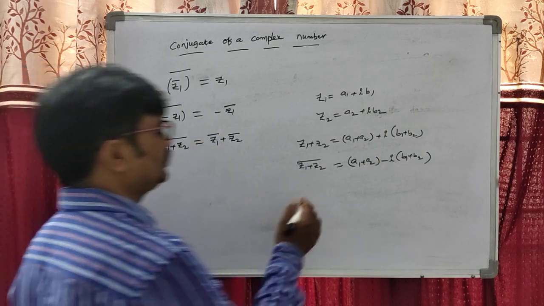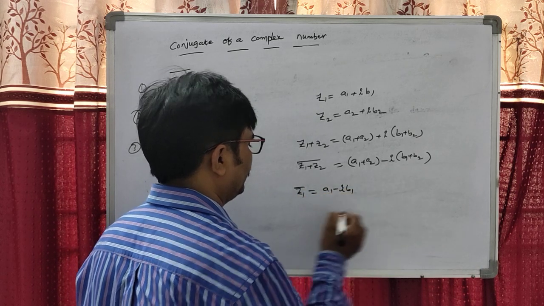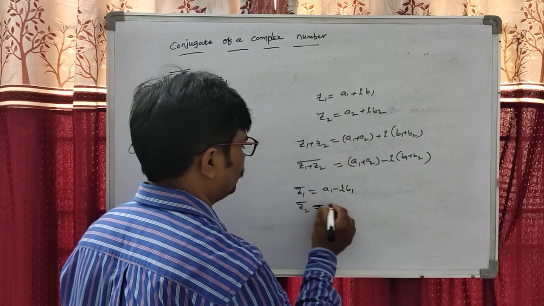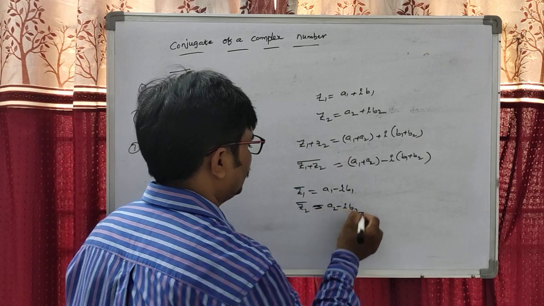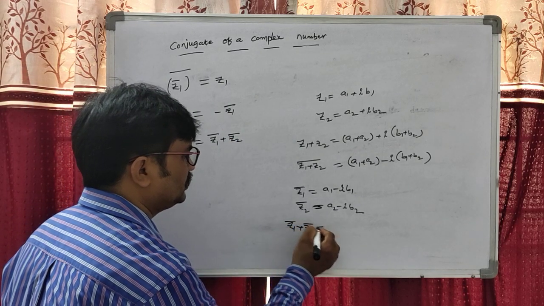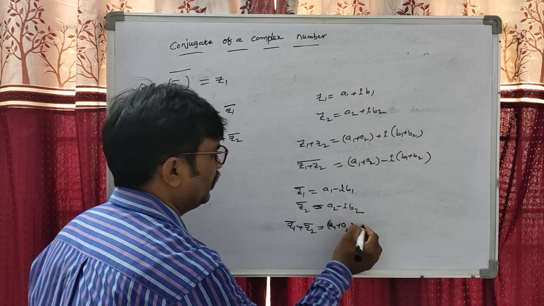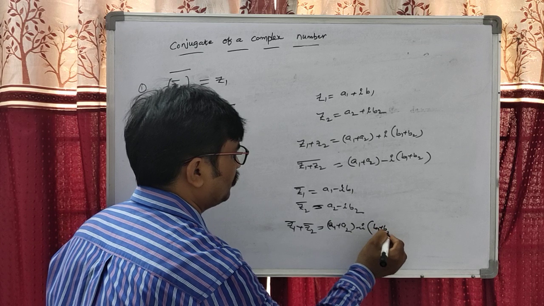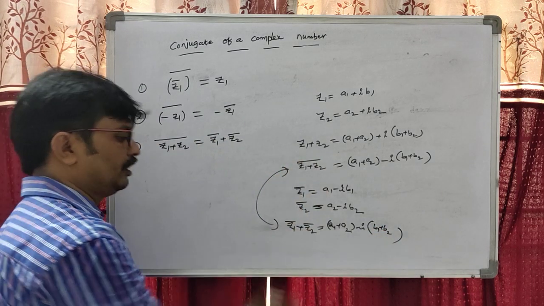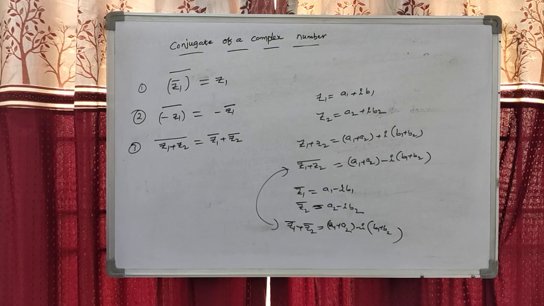After that, students, z1 bar is a1 minus ib1, and z2 bar is a2 minus ib2. Now the sum of these, z1 bar plus z2 bar, is a1 plus a2 minus i common (b1 plus b2). Now we observe, students, that (z1 plus z2) whole bar equals z1 bar plus z2 bar. This is the third property.